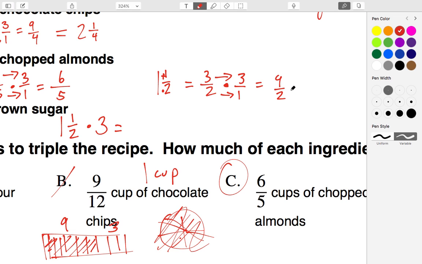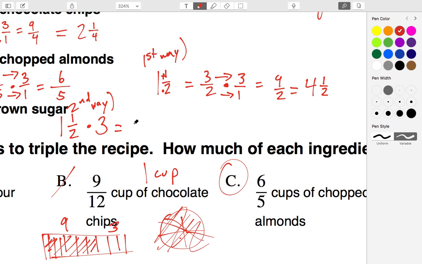4. Because that will be 8. 4 and what? 4 and 1/2. Or you could go to this. This is your first way. I'm going to show you the second way if you don't change it to improper.